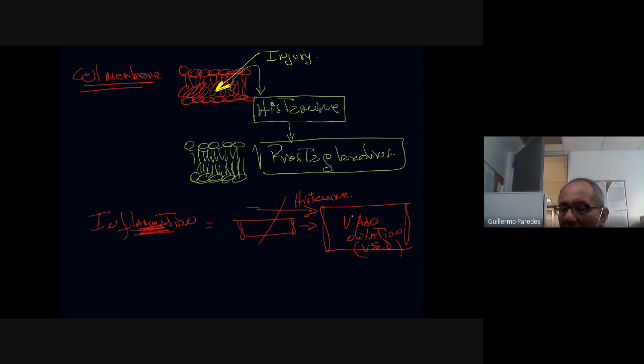Why do you have a vasodilation? Because when you have an injury here, bacteria start to try to invade your body. You're going to have a vasodilation to bring more blood to the area. So why is it important to bring more blood? Because more blood is going to bring more soldiers. Which are those soldiers? The white cells.